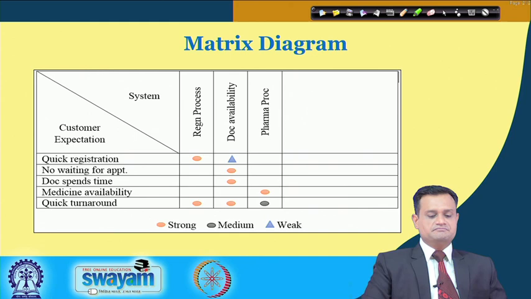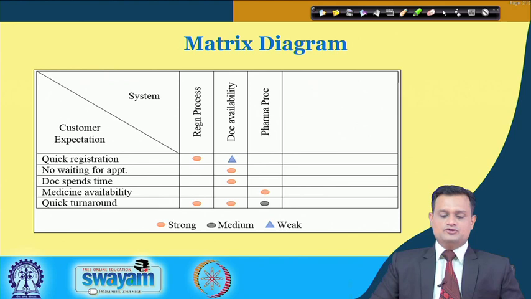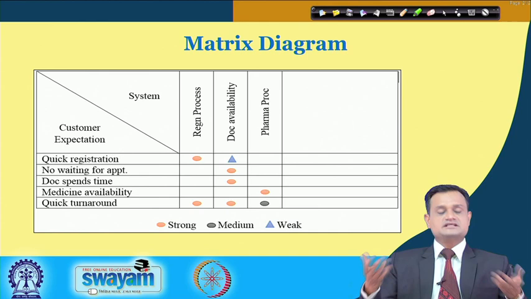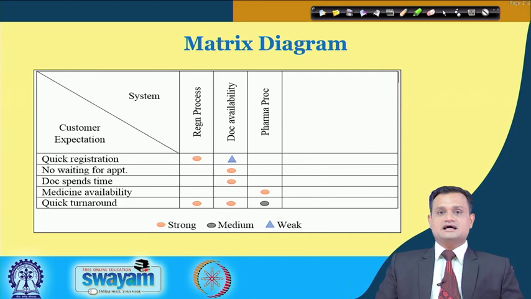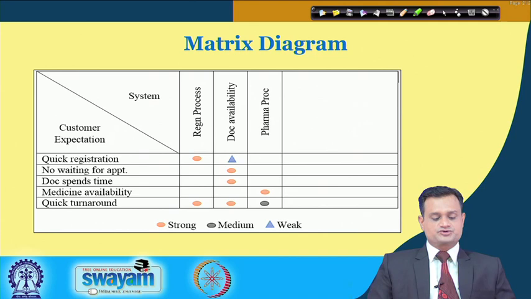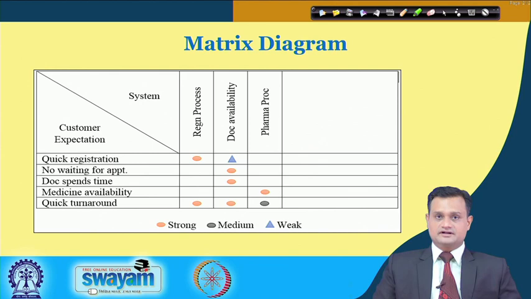Rank process, doc availability, then you have pharma procedure, another example, and you have customer expectations: quick registration. They don't want to wait, no waiting for appointment. Healthcare system: doctor spends time, they don't hurry, and medicines are available, quick turnaround, and there is a relationship between variables. You can see that quick registration and registration process, these two are strongly related. So what are the layers, how many people you really have to cross to complete your registration process, that decides your quickness in the registration.